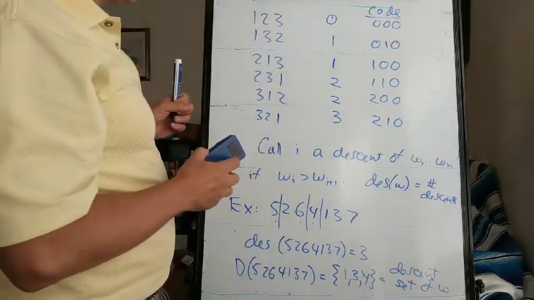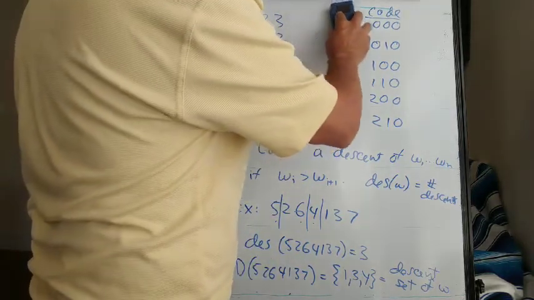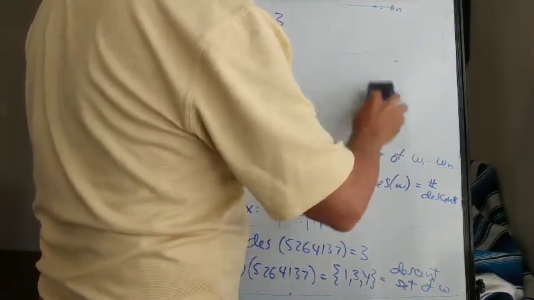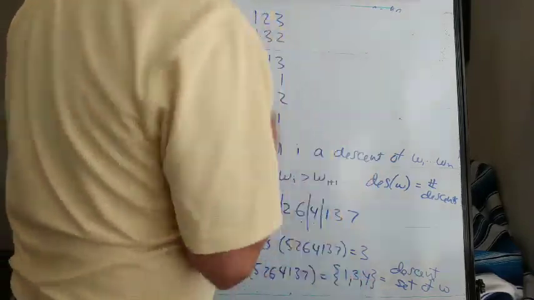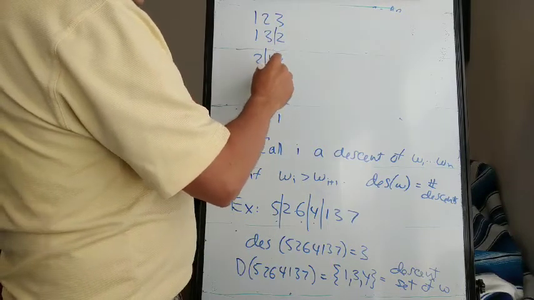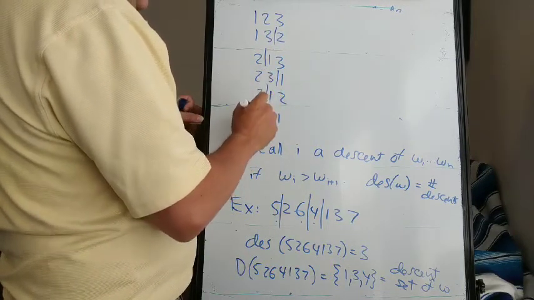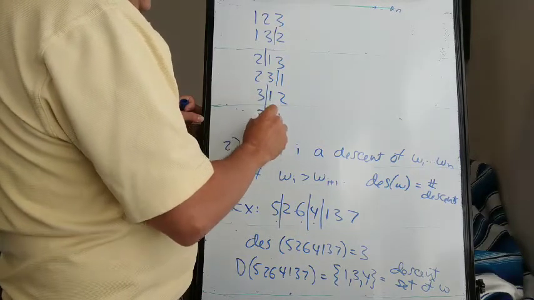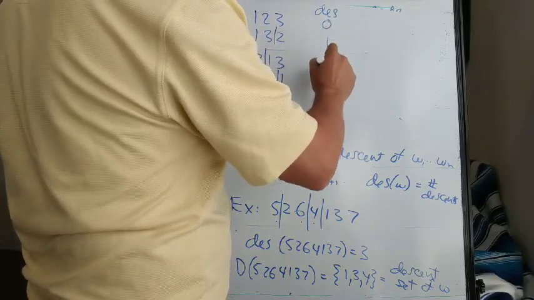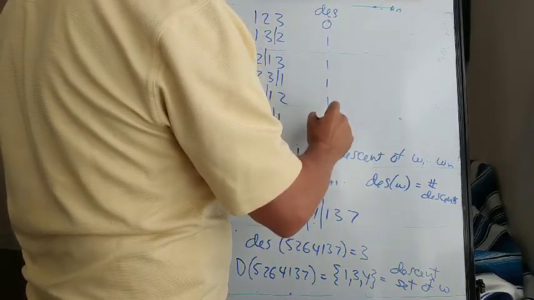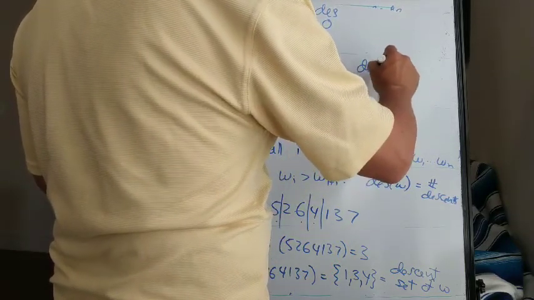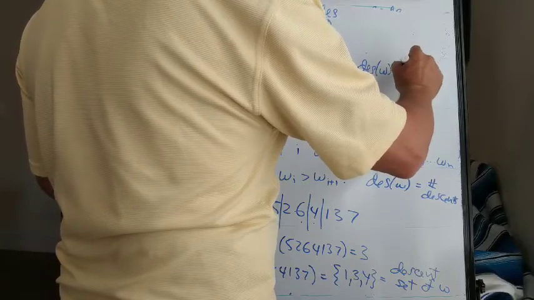And I guess we can use S3 to practice computing descents. So 3 is bigger than 2, 2 is bigger than 1, 3 is bigger than 1, 3 is bigger than 1, 3 is bigger than 2, 2 is bigger than 1. So the number of descents is 0, 1, 1, 1, 1, 2. Again, descents of W is always less than or equal to the number of inversions.